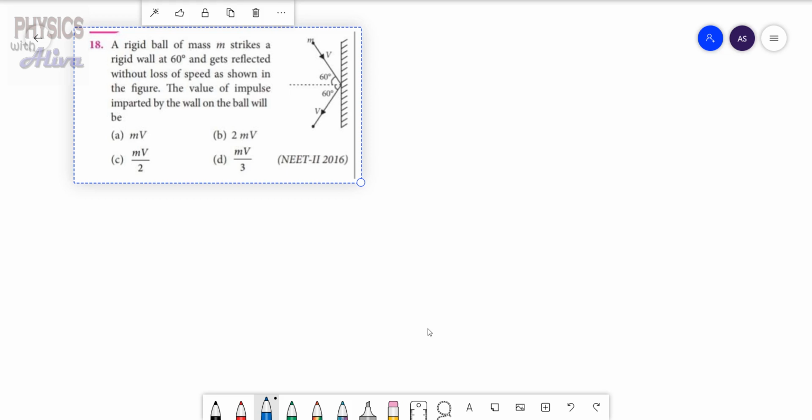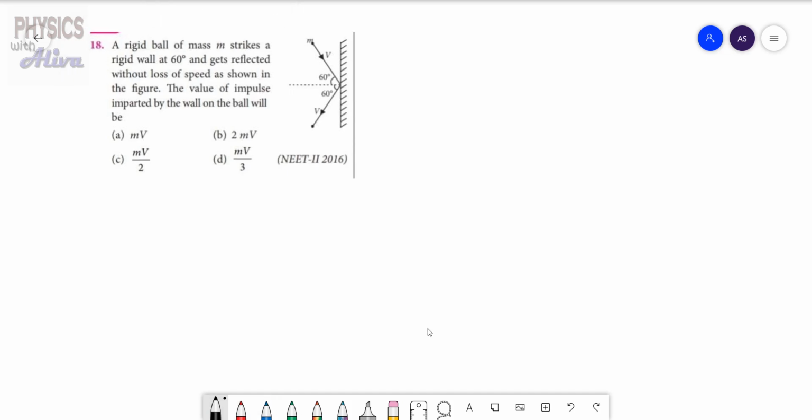Okay. At first draw the picture. This is the wall. The ball is coming in this way. This is angle 60° and it is reflected with the same speed making an angle 60° here. Mass is m, the velocity is v.